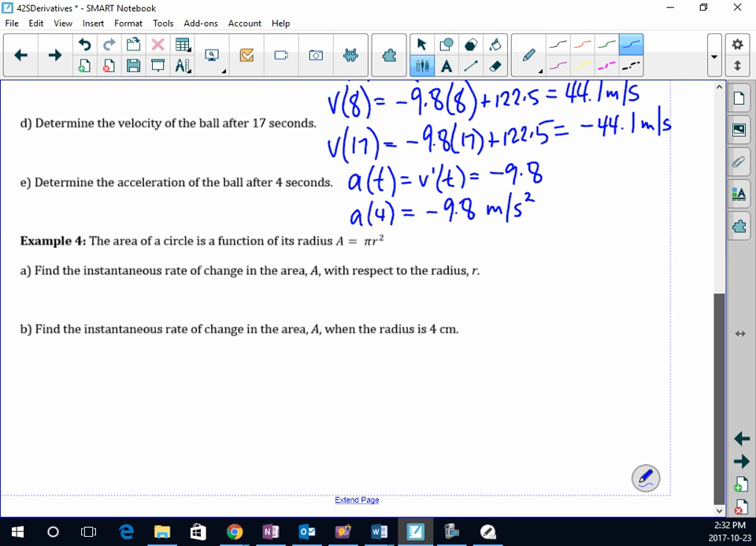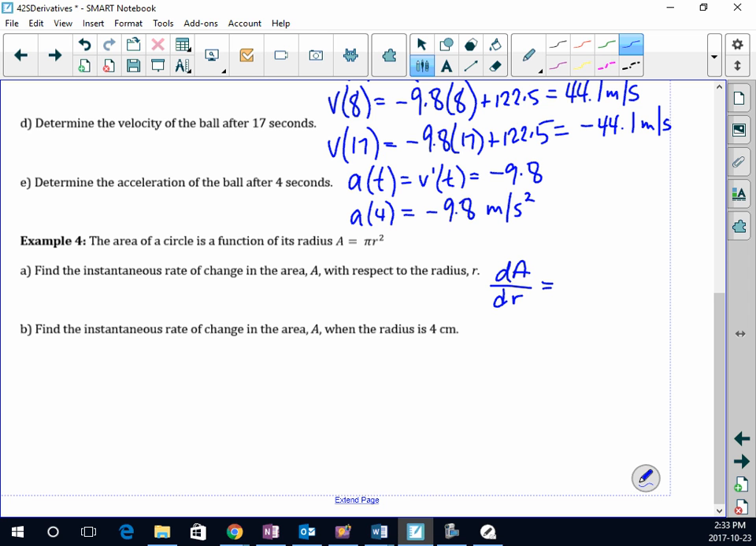Okay, next question is an area of a circle. Formula is A equals pi r squared. Makes sense? Find the instantaneous rate of change in the area with respect to the radius. So what am I actually figuring out here? The first derivative, yeah. So we're actually finding dA/dr, which some people don't realize is you're finding the derivative of area with respect to the radius, right? So what do we get?